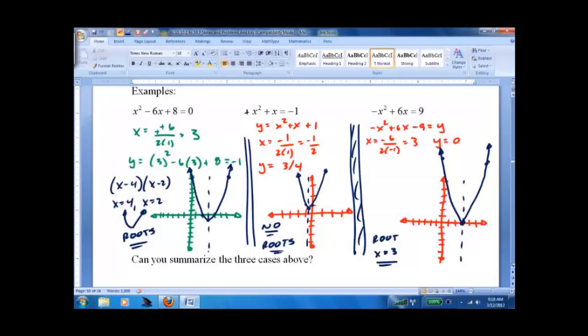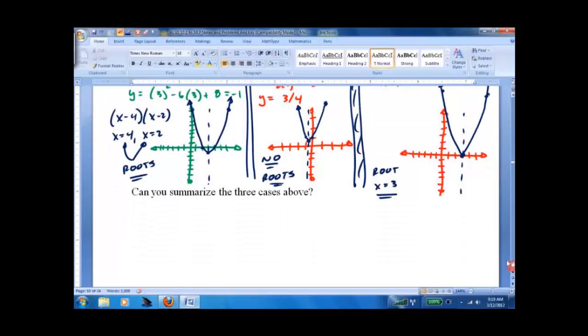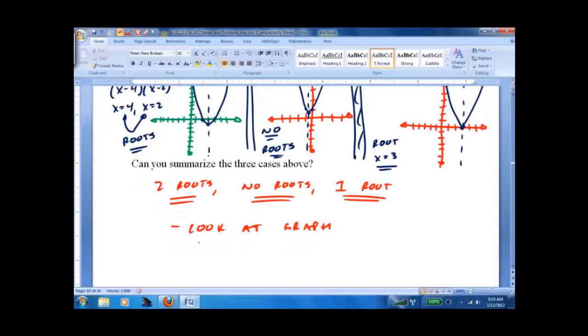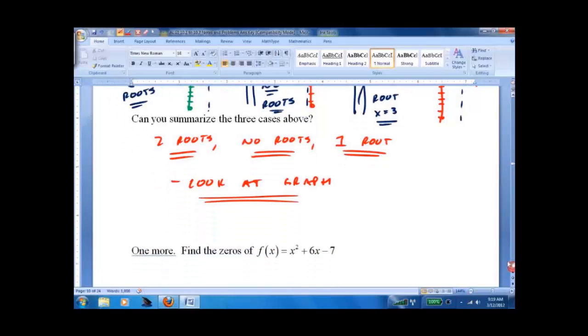So we've got 3 cases here, 3 very clear cases. 2 roots, no roots, or 1 root. And don't get confused, just look at the graph. Use what you know about graphing, axis of symmetry, vertex, intercepts, and then if necessary, factoring, and figure it out. So, that's it. Let me give you one more to try.